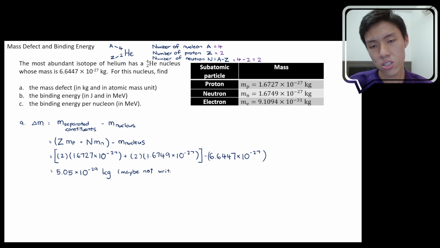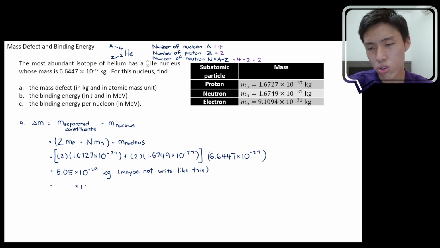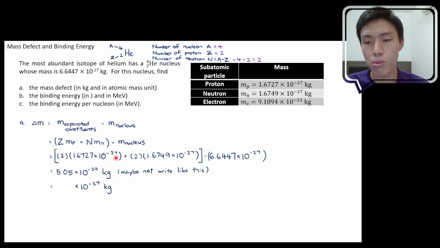I suggest you try to make it consistent with the mass that is given in the question. If you look at the masses given in the question, they are in the exponent of times 10 to the power of negative 27. So maybe we write it as times 10 to the power of negative 27 as well, just to keep the standard form consistent over here. Then you need to shift your decimal 2 places to the front, so that will give us 0.0505.